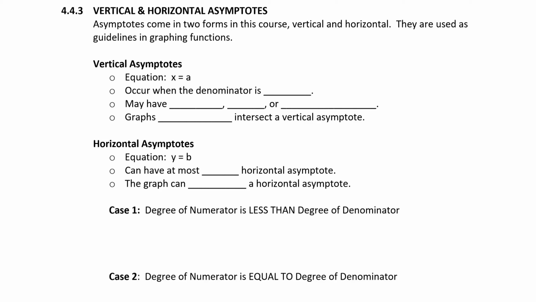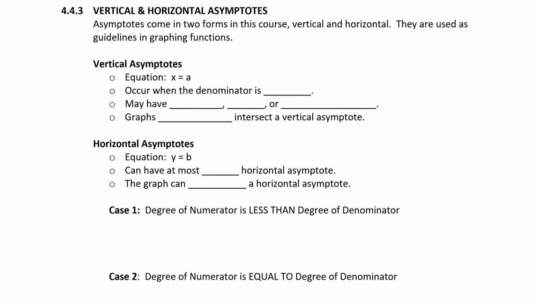If you feel confident in your ability to find the domain of a rational function, then you are well along your way to finding the equation of a vertical asymptote. Those two concepts are closely related. In section 4.4.3, we'll learn how to find both vertical and horizontal asymptotes. Remember, those are the only two forms of asymptotes that we're focusing on in this course.